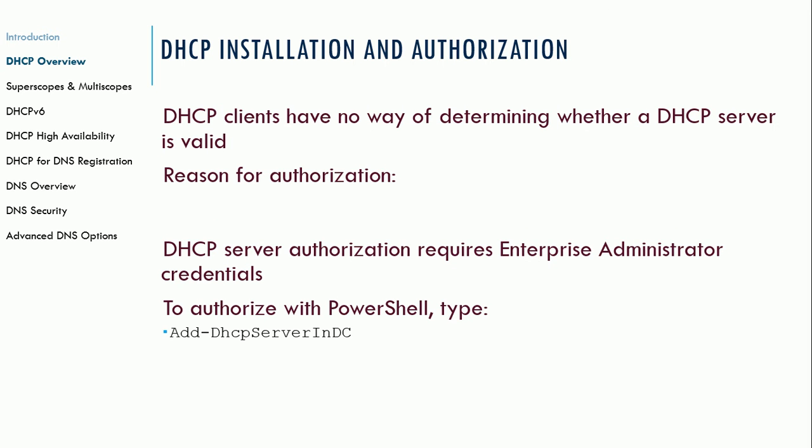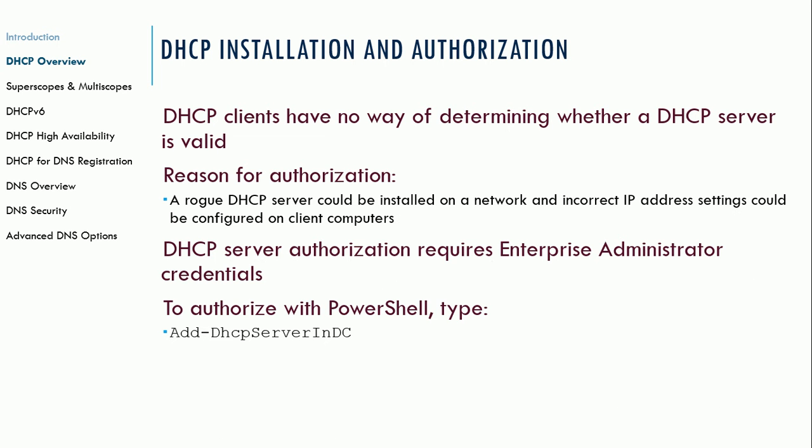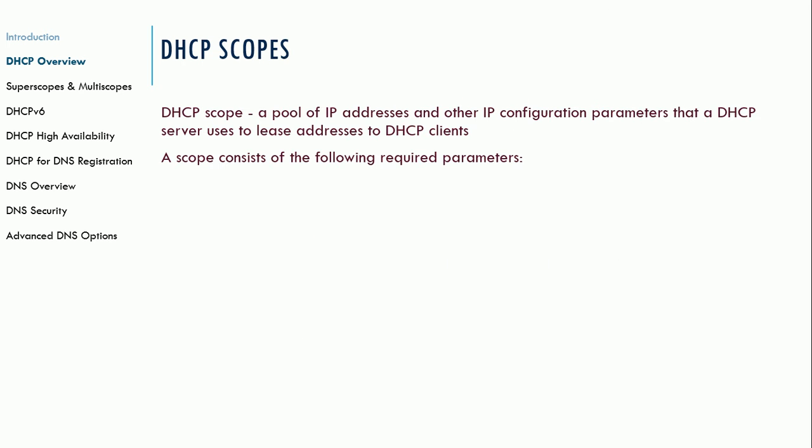So the DHCP clients have no way of determining whether a DHCP server is valid. For example, if somebody were to go into your network and start up their own DHCP server, they may respond to those broadcast packets for an IP address. So we don't want to have rogue DHCP servers on our network, so we might require that DHCP servers are authorized. DHCP authorization requires enterprise administrator credentials. So you can authorize with PowerShell. You just type Add-DhcpServerInDC.